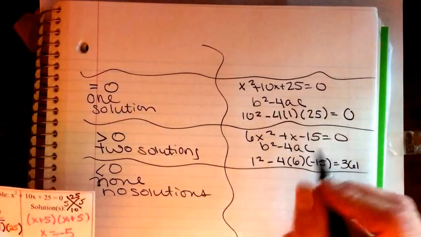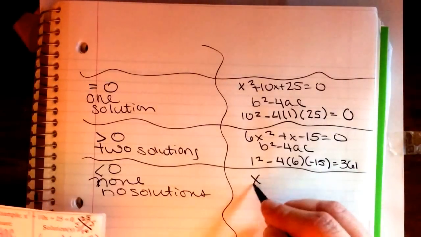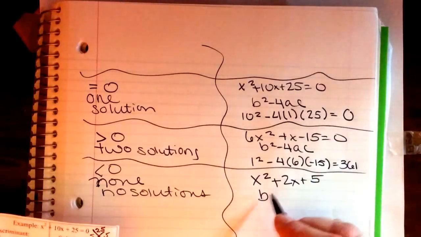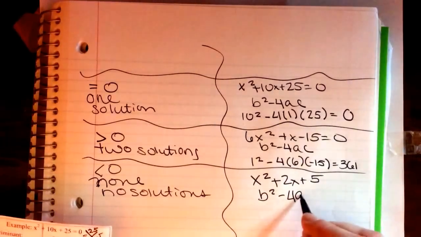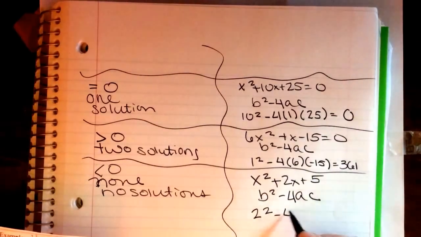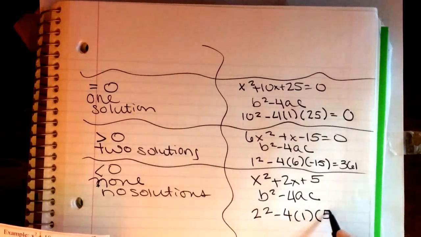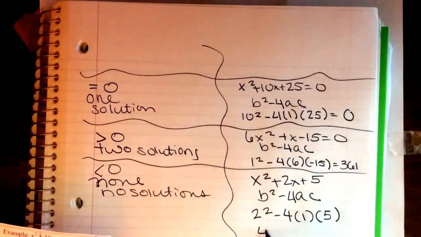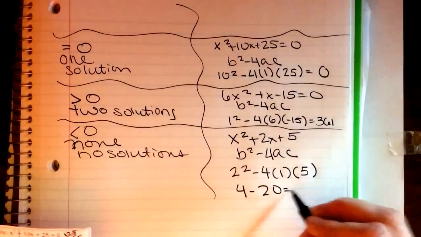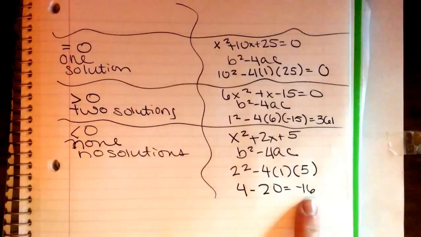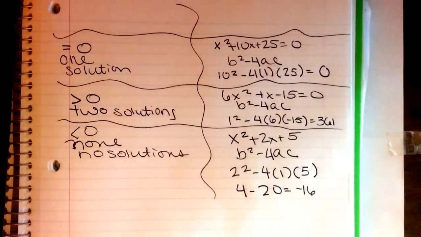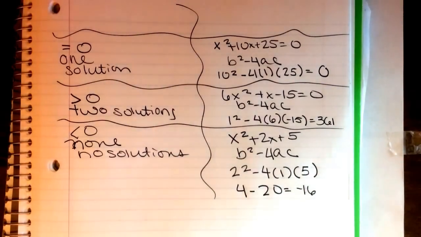No solutions. From the equation I use, x squared plus 2x plus 5. B squared minus 4ac. I'm going to do 2 squared minus 4ac. Okay, 4 minus 20 equals a negative 16. This is less than 0, so there are going to be no solutions. This is the end of this before we go to the quadratic formula.